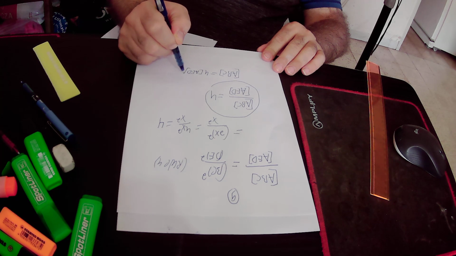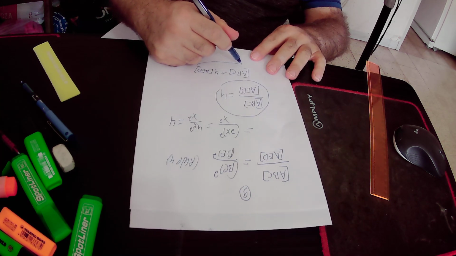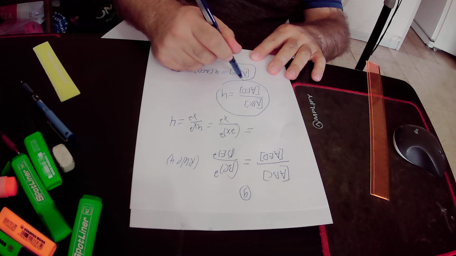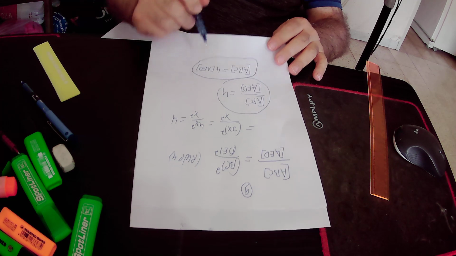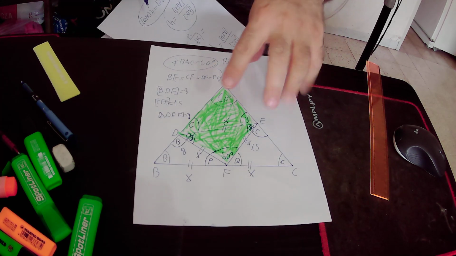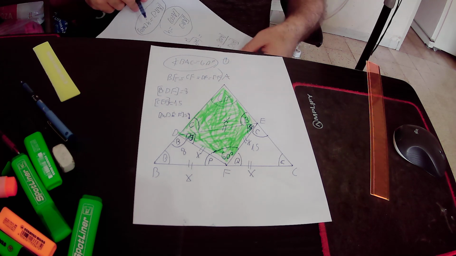So triangle ABC is 4 times bigger in its area than triangle AED. Triangle ABC is 4 times bigger than this triangle, triangle AED.